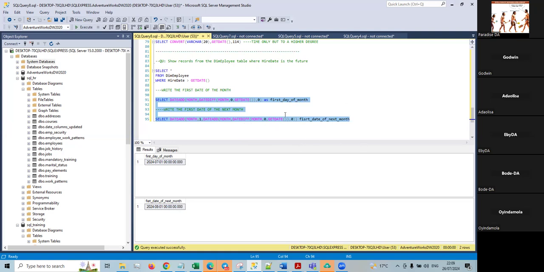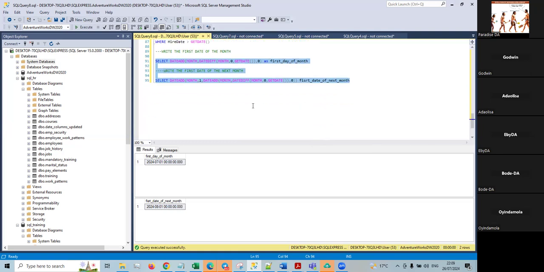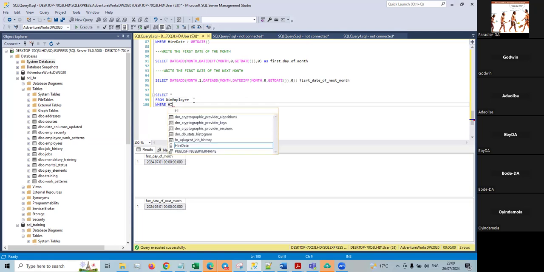Yes, sir. Okay, so assuming I write a query like this, assuming I say, for example, select all from the employee where hire date is greater than or equal to the first day of the month. Again, this is not going to give us any result because we don't have it in the database.